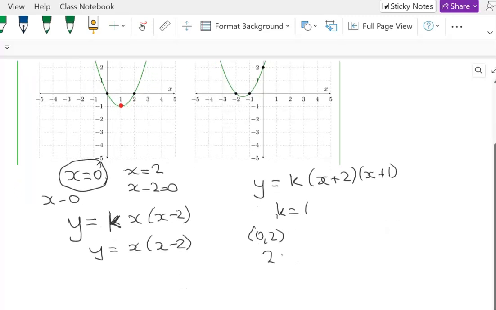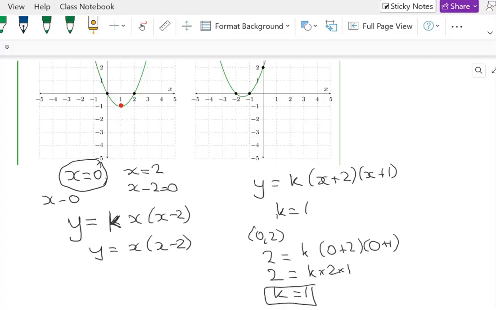So we could do this. We could go 2 is equal to k times 0 plus 2, 0 plus 1. 2 is equal to k times 2 times 1. So k is equal to 1.